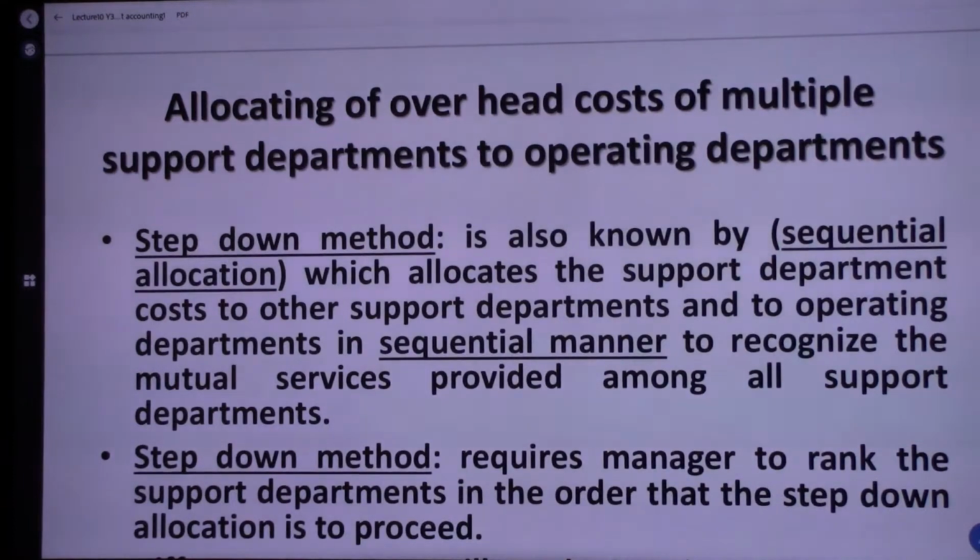have first to allocate the first support department to the remaining departments till I have a zero balance for the first supporting department. Then I will move to the other supporting department in a sequence way. So from the name, sequence or step-down method, costs are allocated from supporting department to operating department in a sequence way, like stepping down stairs.